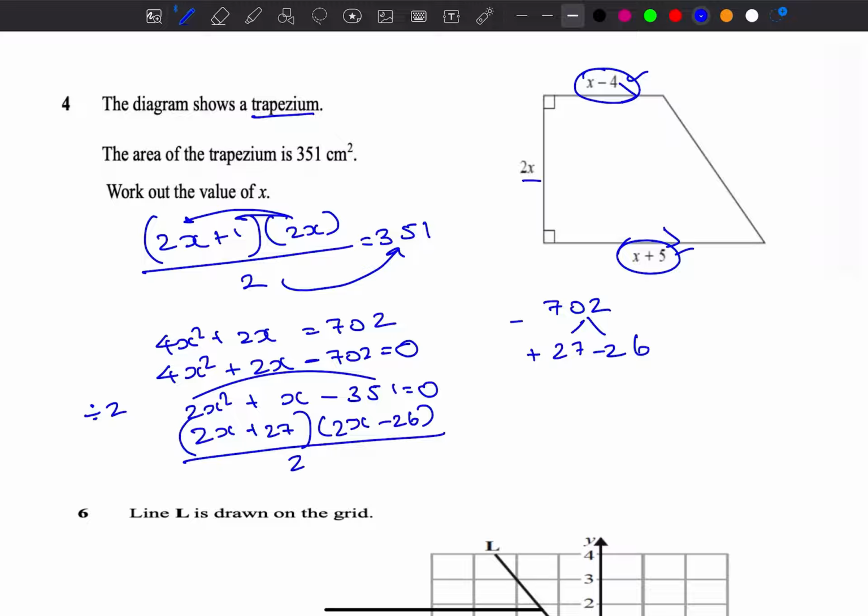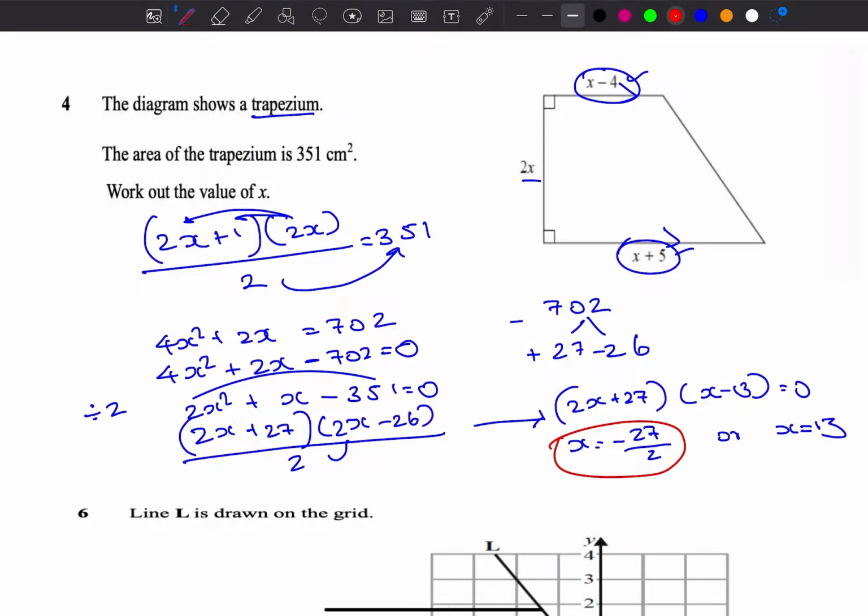Everything divided by 2. I guess I don't have enough space, so I'm going to write here 2x plus 27, x minus 13 equals 0. X equals minus 27 over 2, or x is 13. But remember, because these are lengths, it can't be negative. So get rid of that. That's the answer.